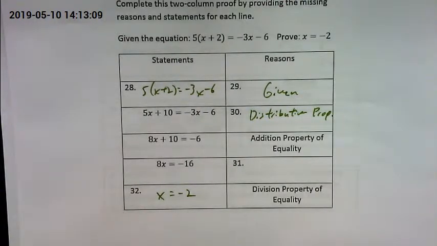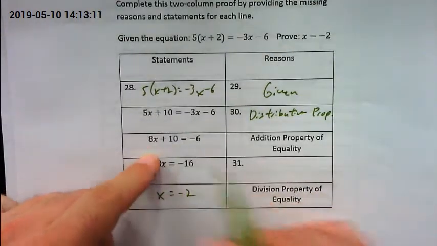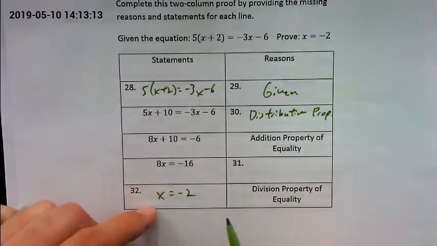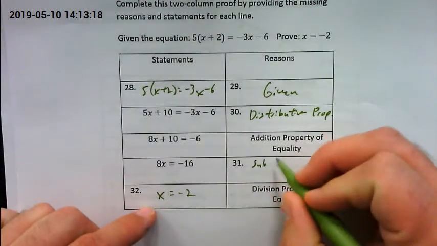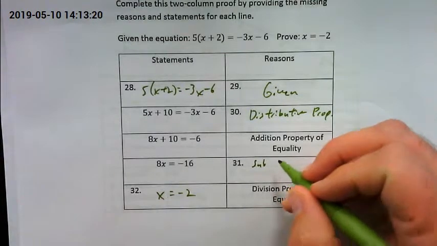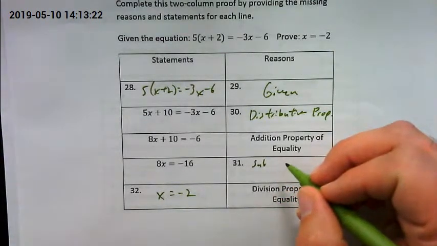All right? Now, on here, let's see. The one step we're missing, this would definitely be, I would use subtraction property of equality. Again, this is where you could argue, could you also say addition property of equality again? Yes.